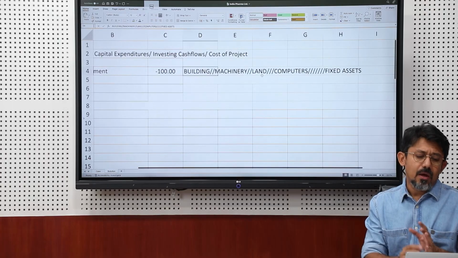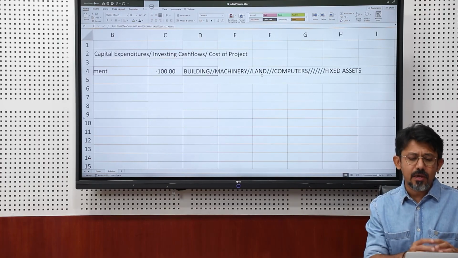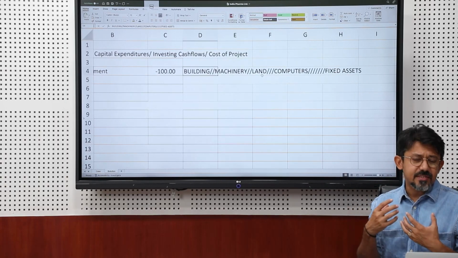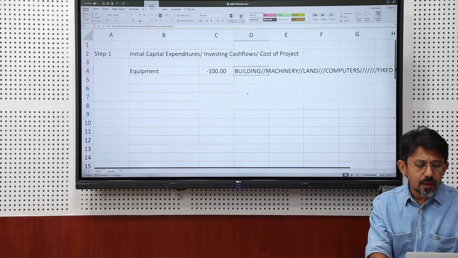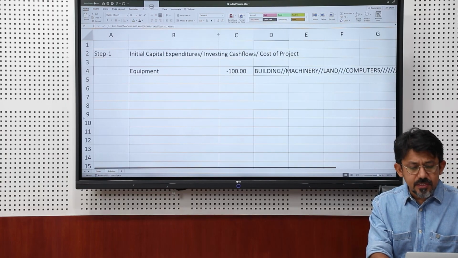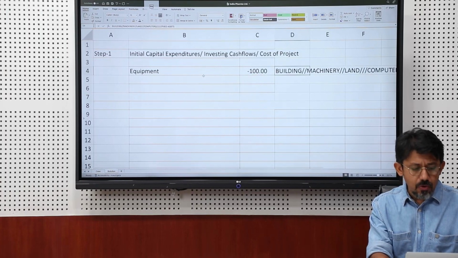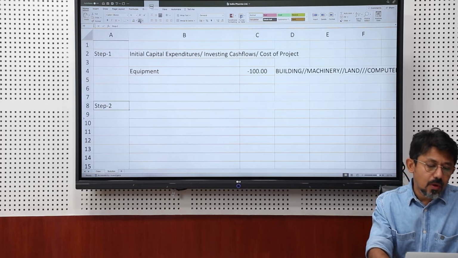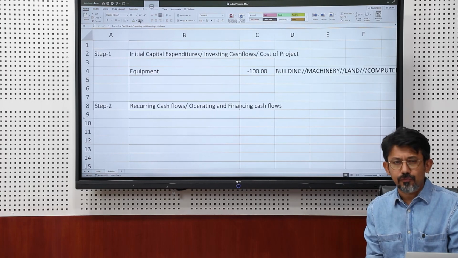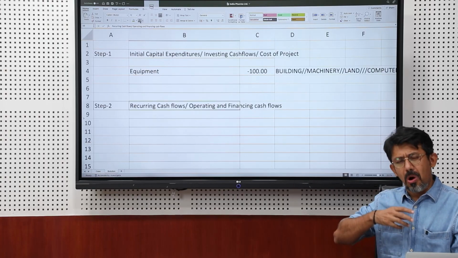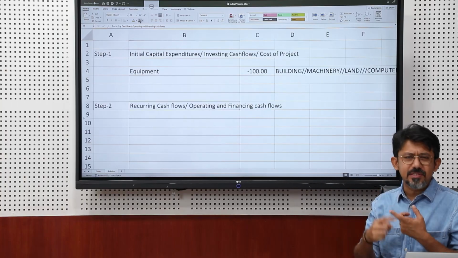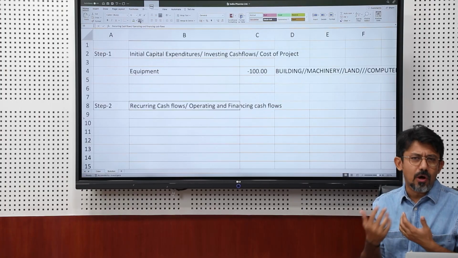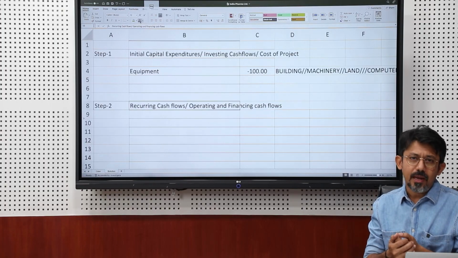So, all of this, building, machinery, land, computers, fixed assets, you have got to probably look at those breakups if the case gives you that kind of information. All right. This is the information available to me as of now. I am parking this 100 million and moving on to step 2, which is known as recurring cash flows, those which recur throughout year 1, 2, 3, 4, 5, stuff like sales, raw material, labor, that's an expenditure or a cash inflow or outflow that happens on a regular basis, right.